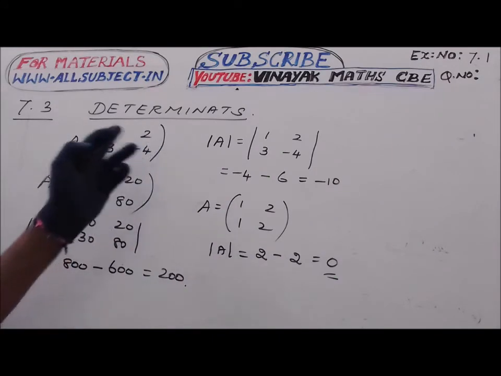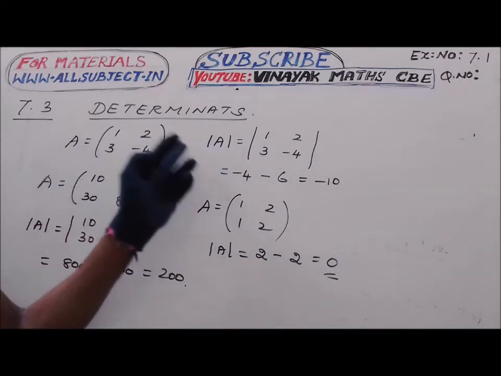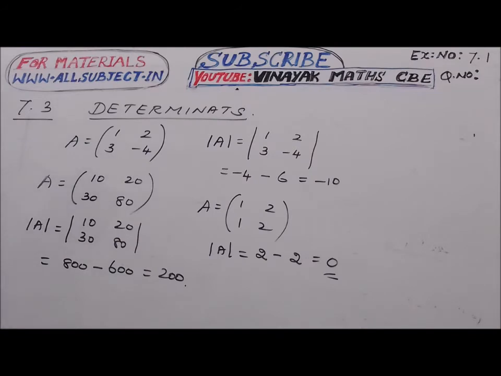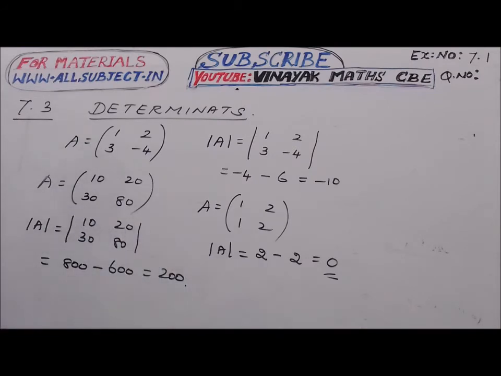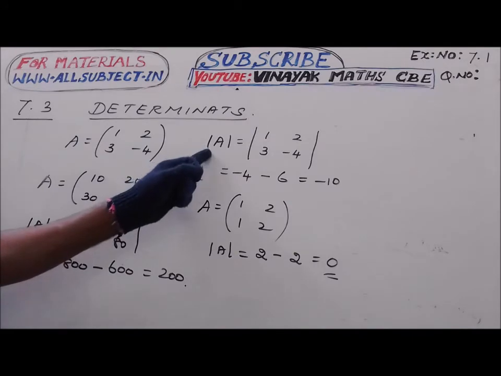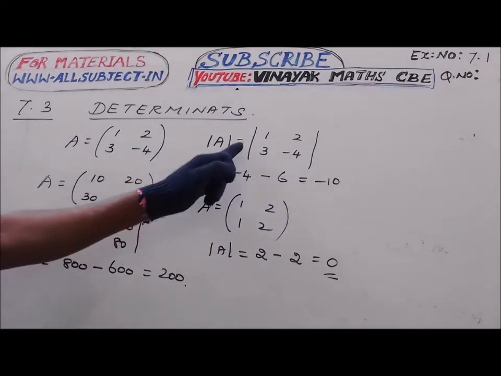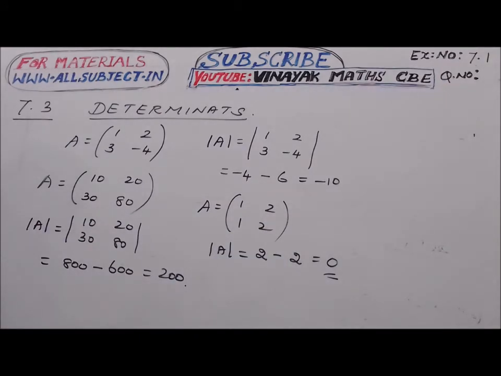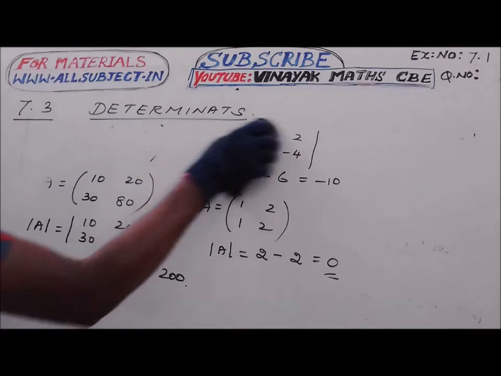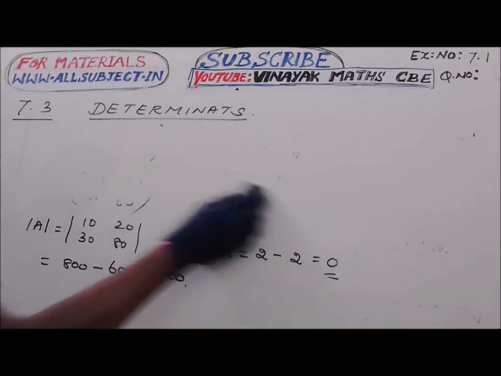So every determinant has a unique value. It may be positive or negative or 0. So matrix is nothing but an arrangement, that's all. But a determinant is a number. Every determinant can be reduced to a number. For example, I am taking another matrix here. It is also a 2 by 2.